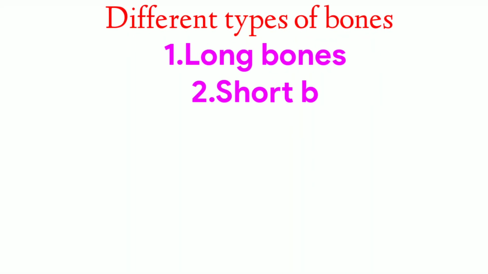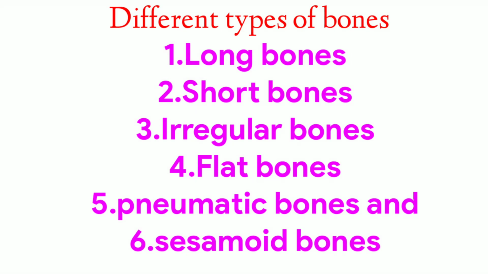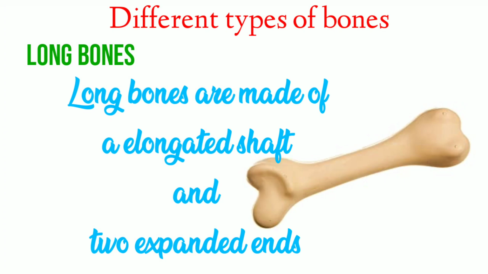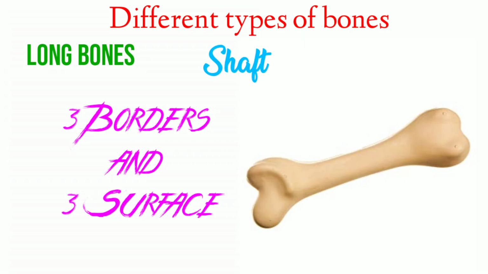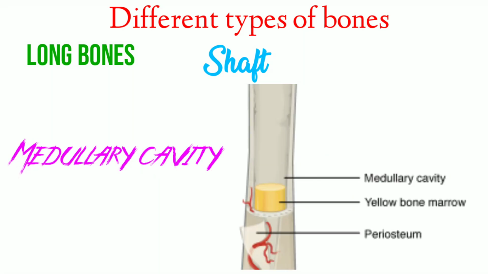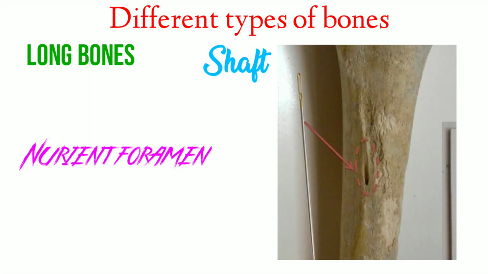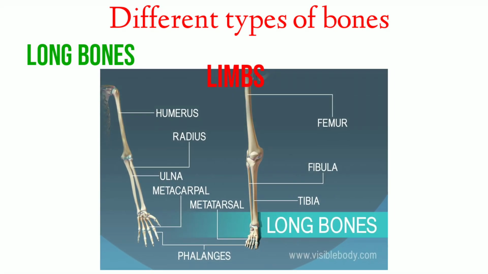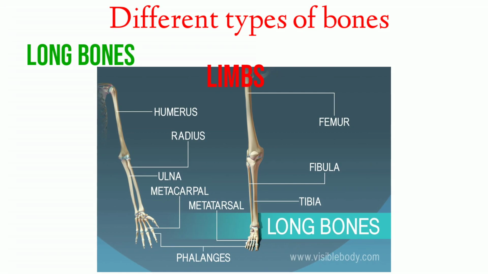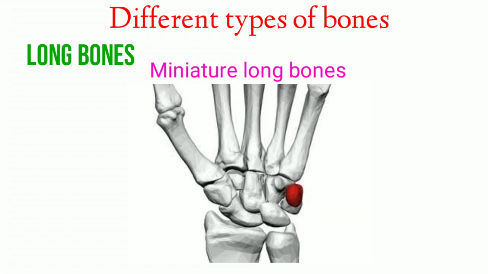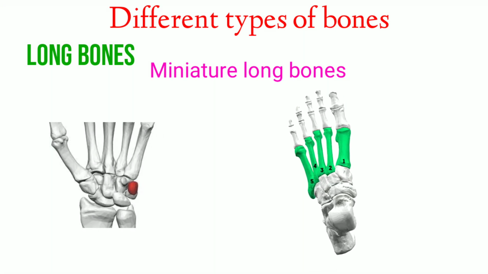Now let's see different types of bones. This classification is based on the general shape of the bone: long bone, short bone, irregular bones, flat bones, pneumatic bones and sesamoid bone. The long bone will have an elongated shaft and two expanded ends. The shaft typically has three surfaces and three borders. It will have a central medullary cavity inside. This shaft will have a hole called the nutrient foramen. Most of the long bones are present in the limbs, such as humerus, radius, ulna, femur, tibia and fibula.